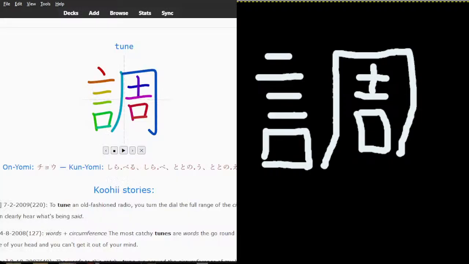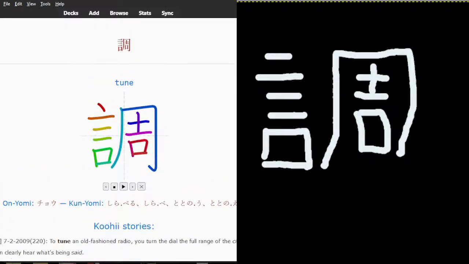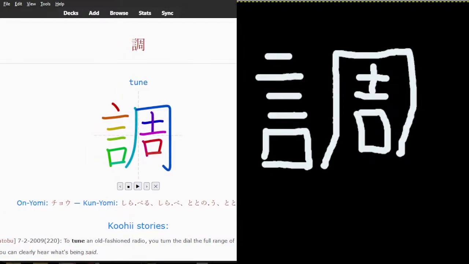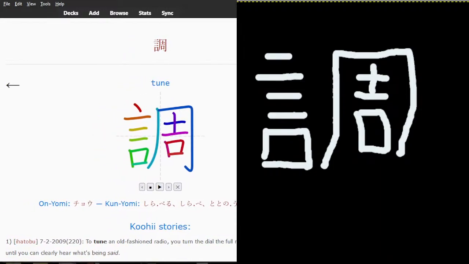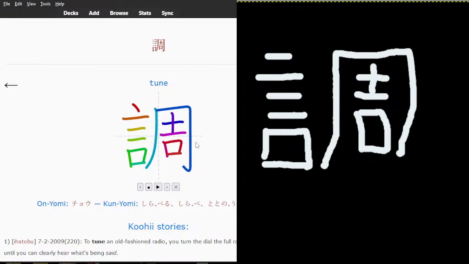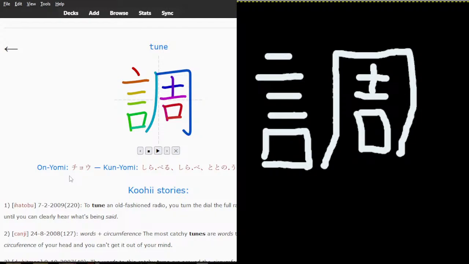Now let's see if this looks good. So this site will have all the new kanji. So it's got the pronunciation. Shiraberu. Shirabe, Totono. So in the traditional Heisig method, however you pronounce it, you don't actually learn the pronunciation the first time through. You're just mapping these meanings.